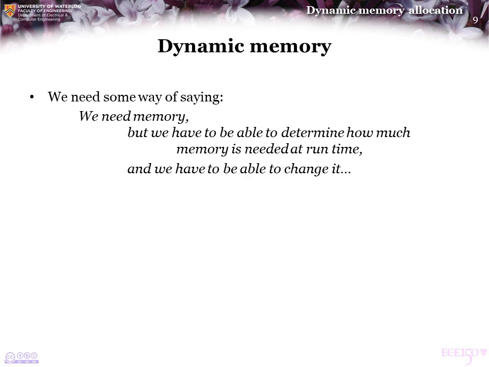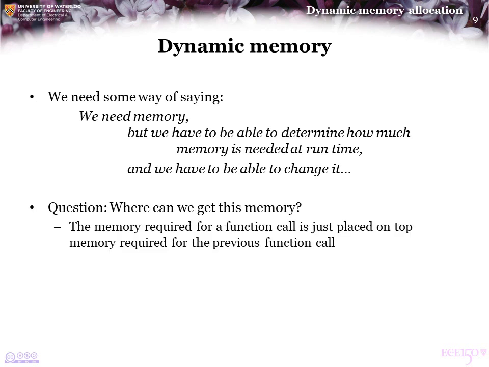We essentially need some way of saying, hey, we need some more memory right now, but we have to determine how much memory is required at runtime. And on top of that, we have to be able to change how much memory is required once again at runtime. Question, where can we get this memory? The memory required for a function call is always placed on top of the memory required for the previous function call. So we can't really use the call stack.